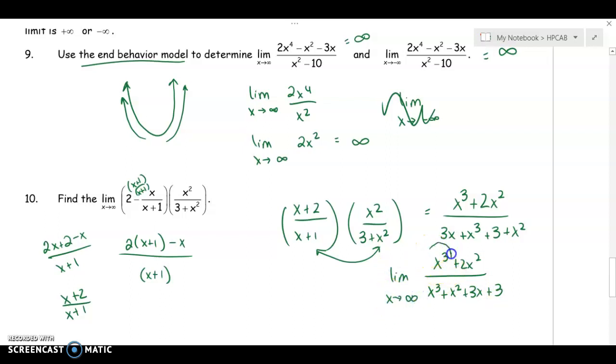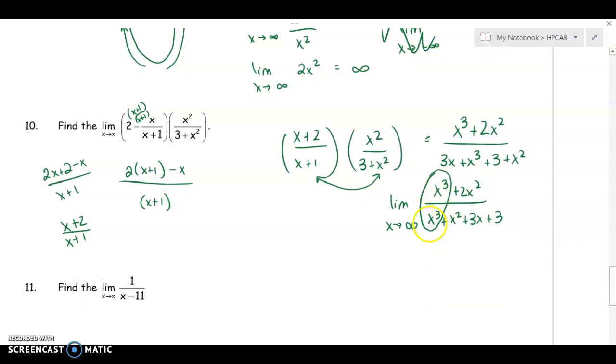For the end behavior model, you're just going to take the highest term for both the numerator and the denominator. So essentially, we're doing the limit as x approaches infinity of x cubed over x cubed. Well, x cubed over x cubed, that's 1. So the limit as x approaches infinity of 1 is just going to be 1. So our answer is just 1. Technically, that means that there is a horizontal asymptote at y equals 1.